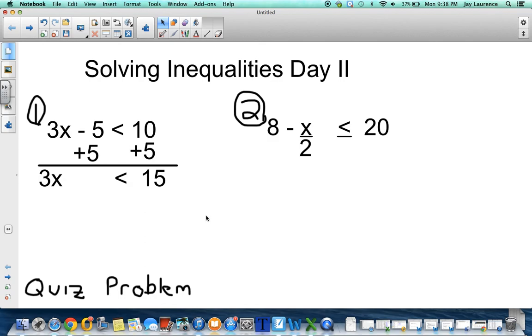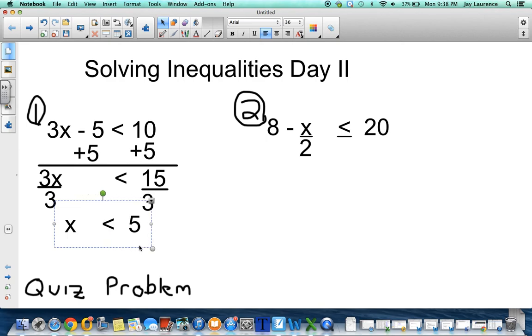All right, my next step will be to divide by 3 because there's a 3 attached to the x. So I'm going to divide by 3 on both sides. So let me get a couple of 3's out here and another 3. All right, and when I do that, my new inequality becomes x is less than 5. Now that is my solution.